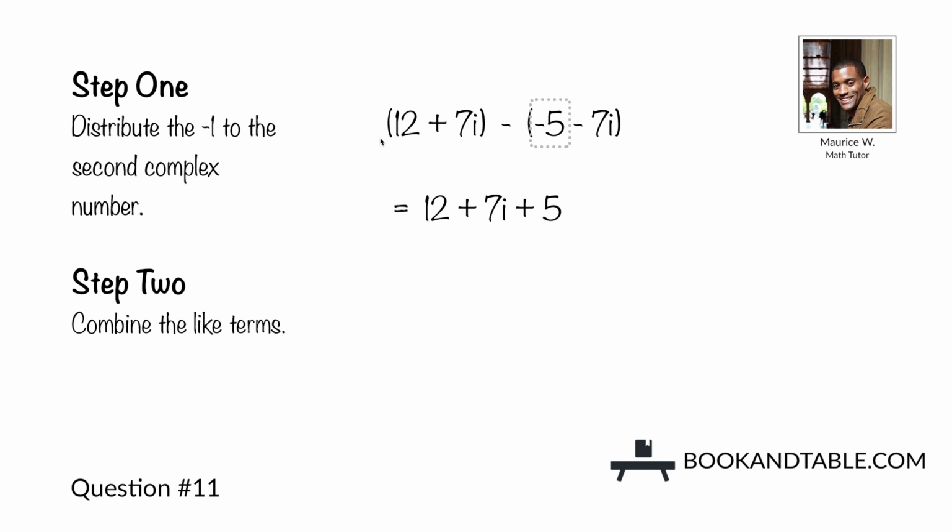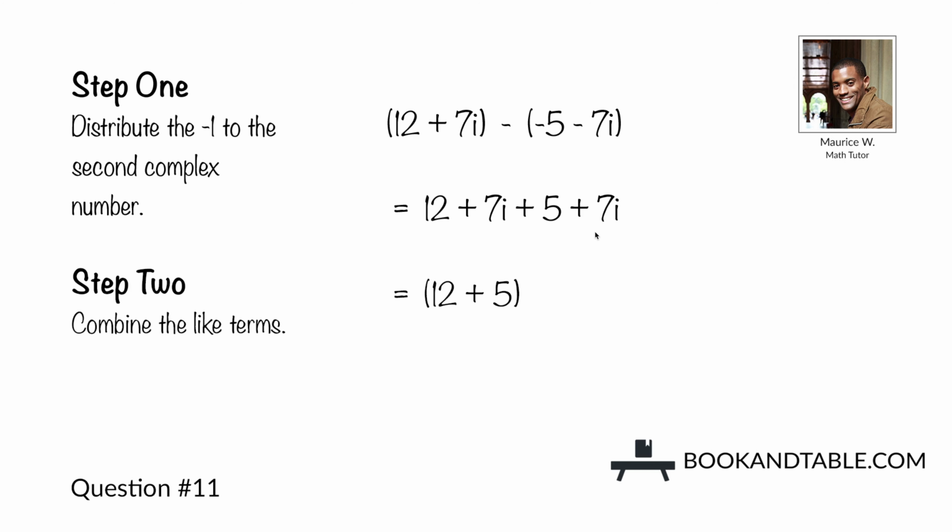Since the coefficient of the first complex number is 1, and 1 times anything is just itself, you bring down 12 plus 7i without doing anything to it. And you want to distribute the subtraction, or negative 1, to each of the terms in the second complex number. So we'll start there. Negative 1 times negative 5 is equal to positive 5. Negative 1 times negative 7i is equal to positive 7i. So we get 12 plus 7i plus 5 plus 7i.